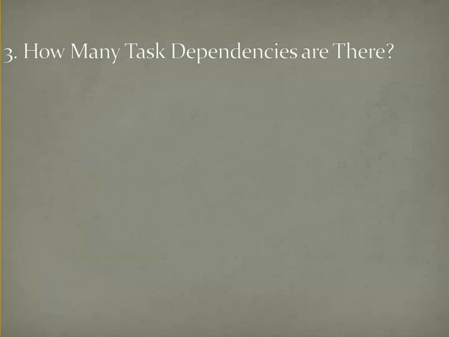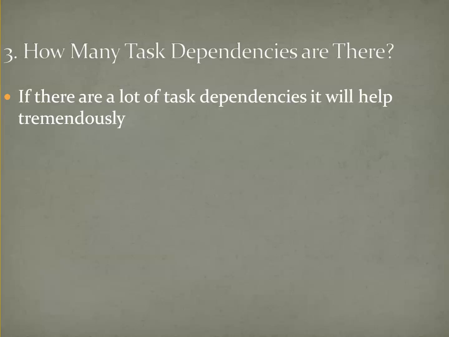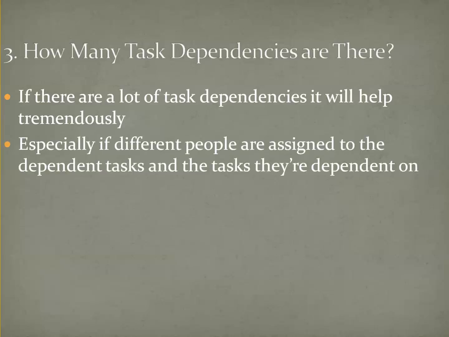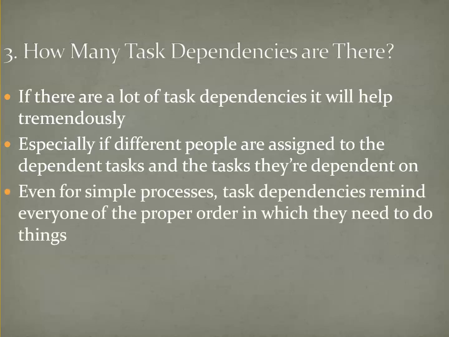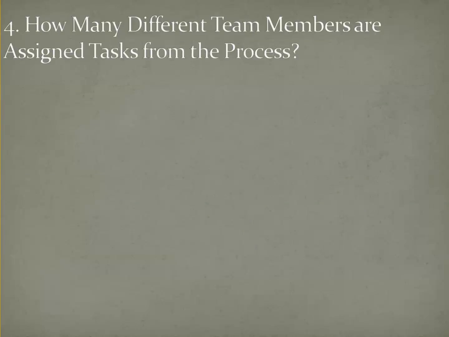The next thing that determines how helpful it will be is how many task dependencies are there. If there are a lot of task dependencies, then it's definitely going to help tremendously, especially if different people are assigned to the dependent tasks and the tasks they're dependent on. Again, that's the communication between the team members. And even for simple processes, task dependencies remind everyone of the proper order in which they need to do things. So even if every step in a process is assigned to the same person, the dependencies are still useful because it can take them through the steps in the proper order.